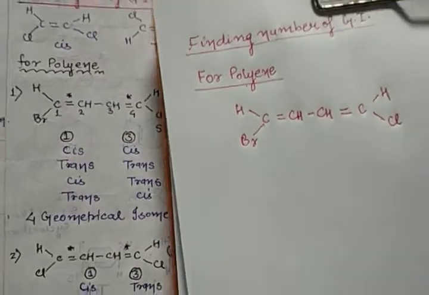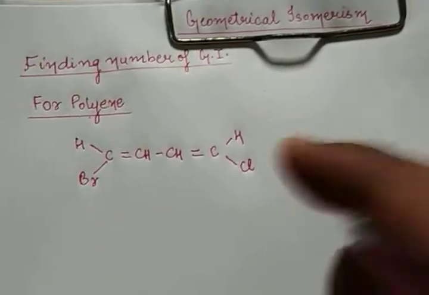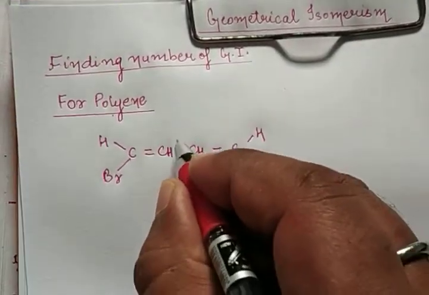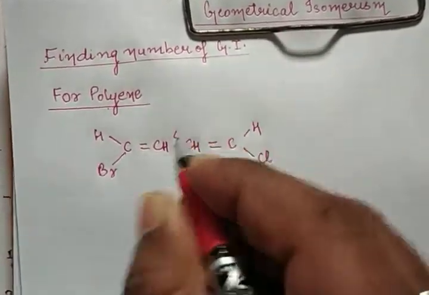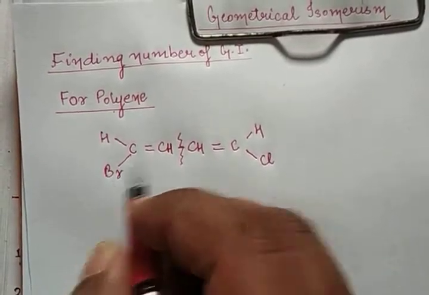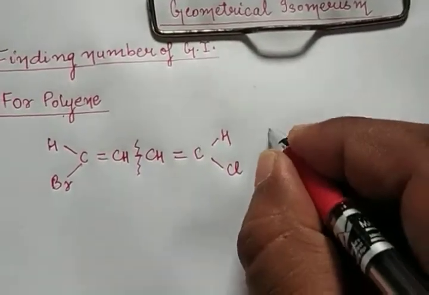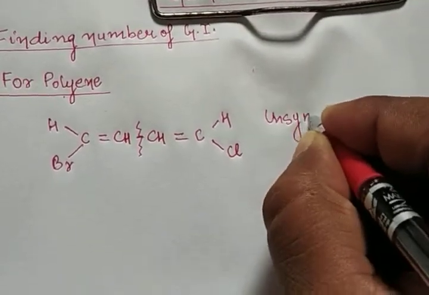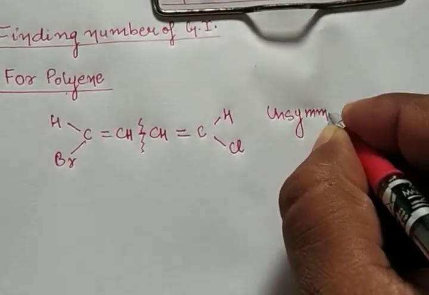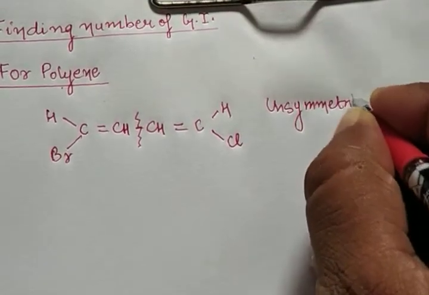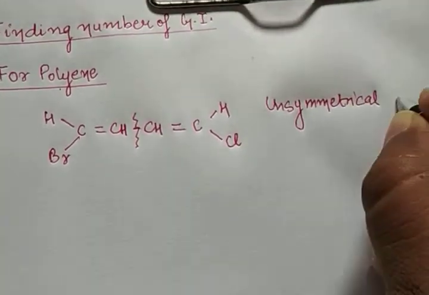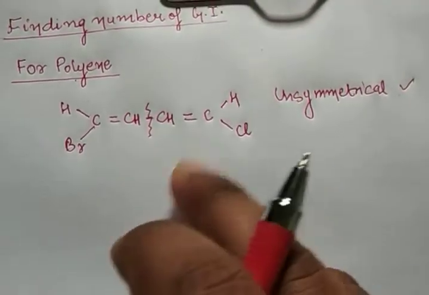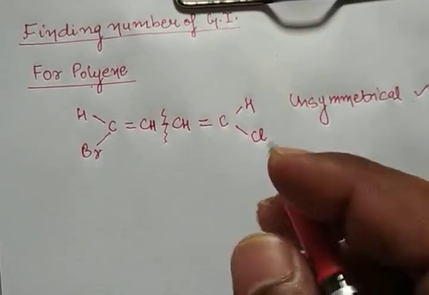First, check whether this is symmetrical or not. Just cut and check both sides of the group. There is a Br and there is a Cl, so this compound is unsymmetrical. Clear? This is unsymmetrical, 100% clear? Now first check how many stereo centers there are.